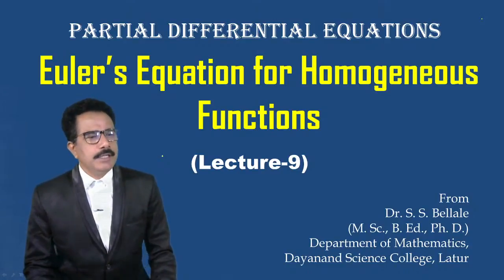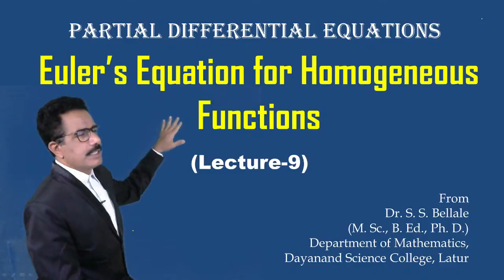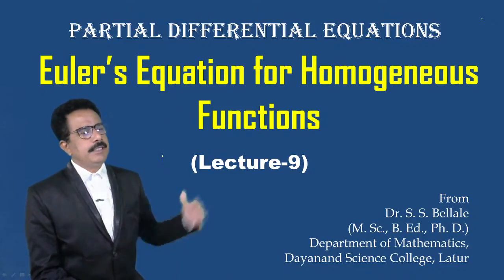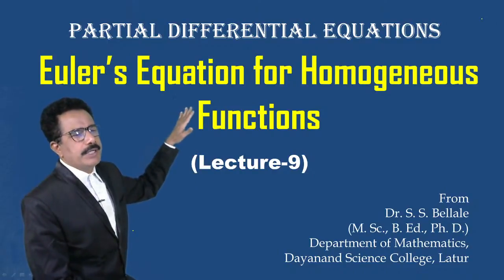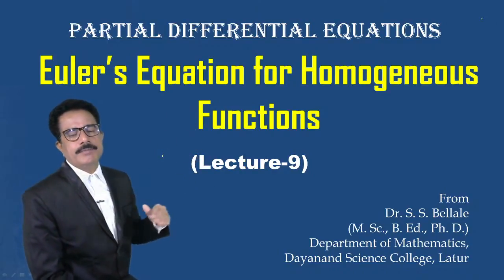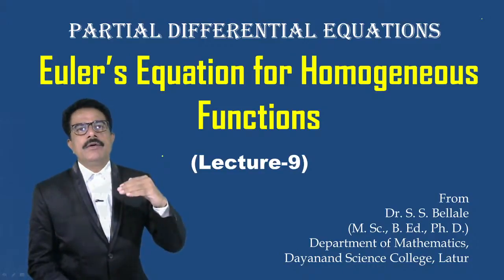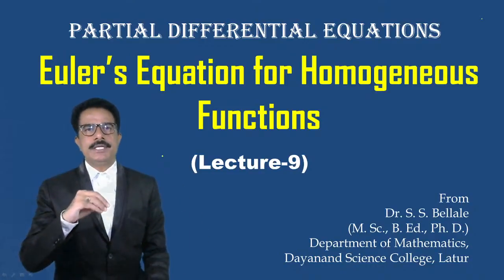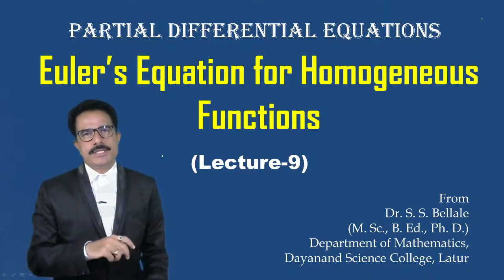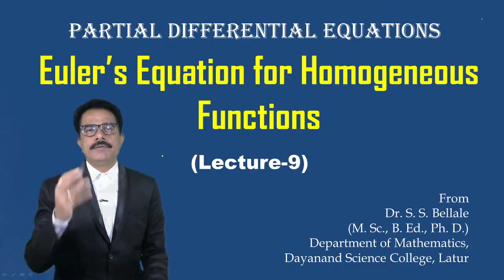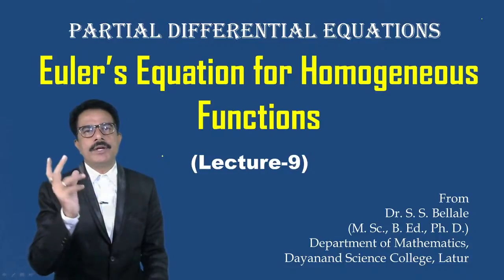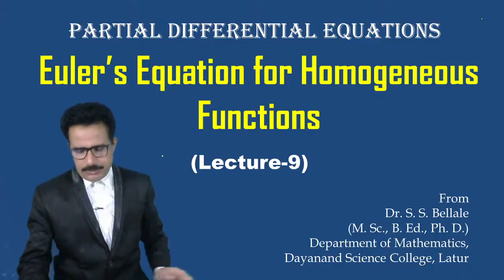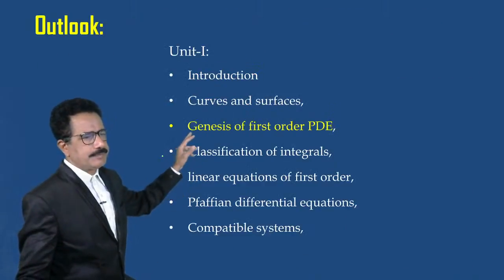Okay, now today we shall discuss the next concept regarding the partial differential equation, that is Euler's equation for homogeneous function. Now how to find out the partial differential equation if the given function is a homogeneous function? If the given function is in the form of a revolution of a surface about the z-axis. Actually we have seen this in the last lectures.